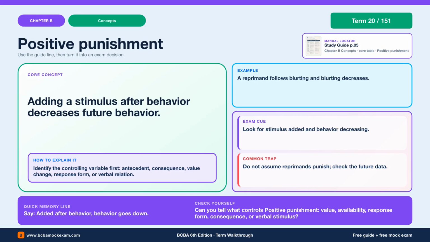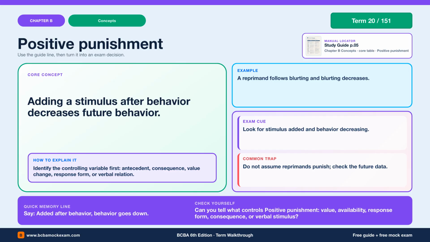Positive punishment. Positive punishment means a stimulus is added after behavior, and future behavior decreases. For example, a reprimand follows blurting, and blurting decreases in the future. The exam cue is stimulus added after behavior, with behavior decreasing later. The trap is assuming a reprimand is automatically punishment.